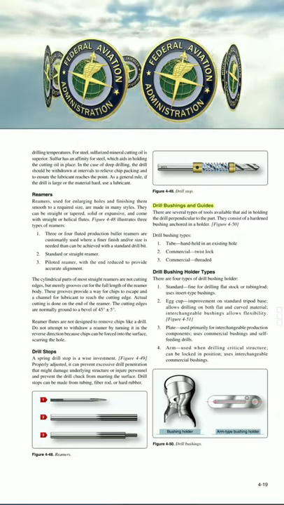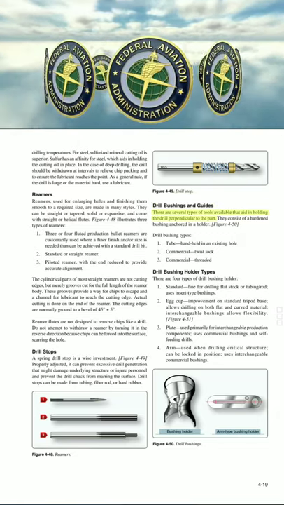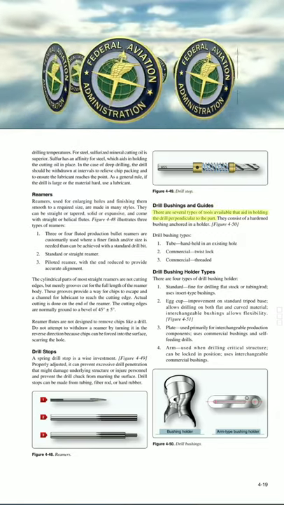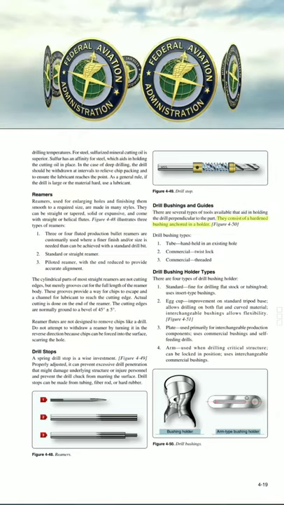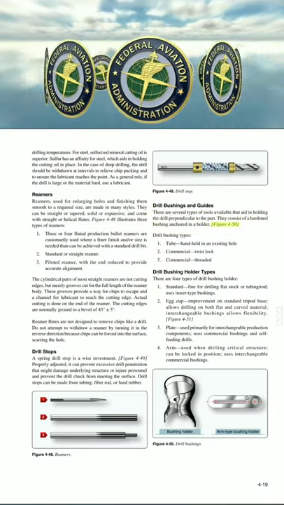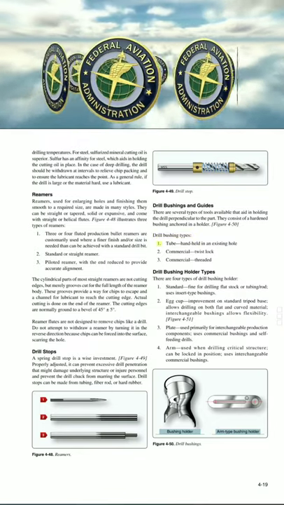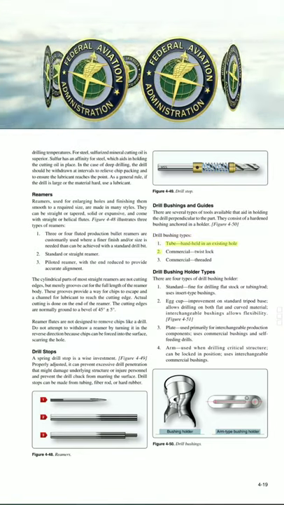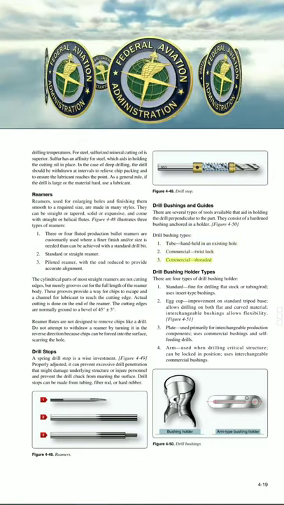Drill bushings and guides. There are several types of tools available that aid in holding the drill perpendicular to the part. They consist of a hardened bushing anchored in a holder. Figure 4-50. Drill bushing types. 1. Tube held in an existing bow tube. 2. Commercial twist lock. 3. Commercial threaded.